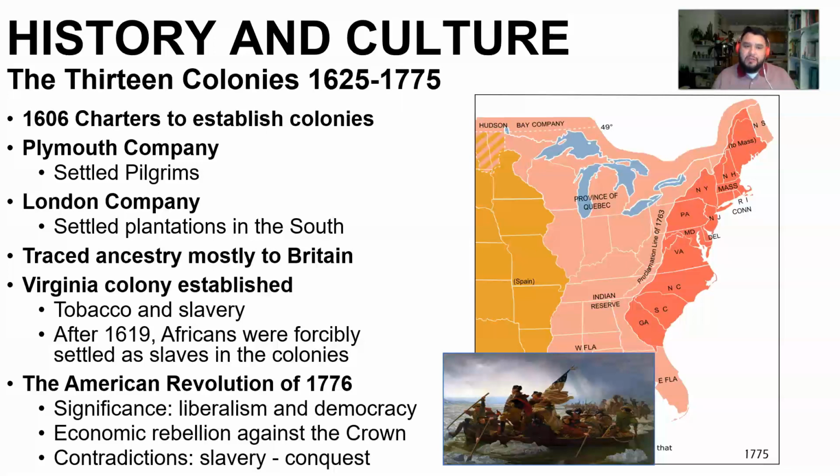The Virginia colony, for example, was established to grow tobacco, and in order to grow tobacco, they also imported enslaved people from Africa or the Caribbean. After 1619, Africans that were forcibly settled as slaves in the colonies began to carry out most of the labor to produce cotton, sugar, or tobacco, or to cut wood to produce ships, to use them for trade.